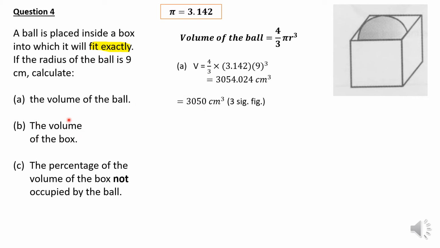Now they want us to find the volume of a box, and this is where this particular part comes in. This particular ball fits exactly in this box, which means this box here has to be a cube, because it fits exactly here. All right, so this is important for you to understand, because it fits exactly in that particular box there.